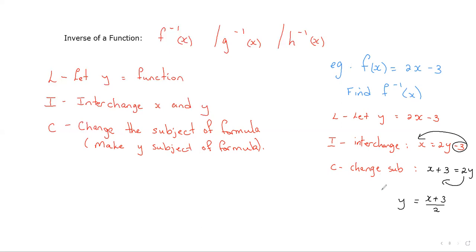Now they never asked us for y is equal to, they asked us for f inverse. But once you do these steps, what you just found is the inverse. So you just replace the y back with the f inverse. So f inverse of this function would be x plus 3 divided by 2.